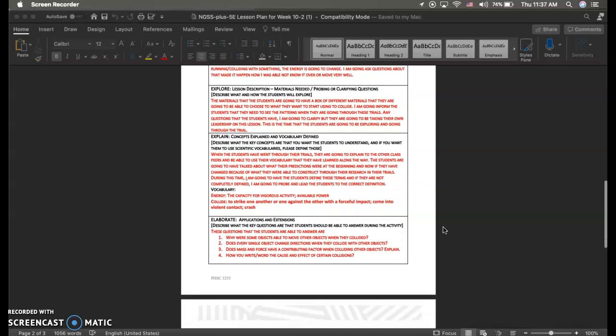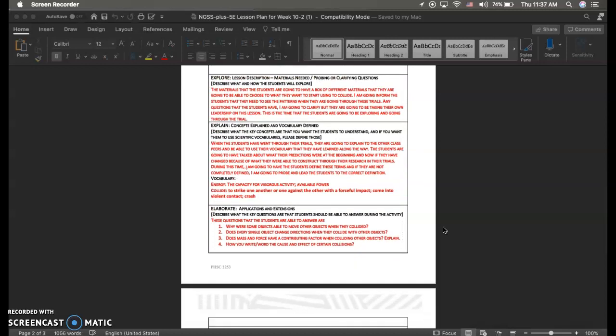Next is the explore stage. The students are going to have a box of different materials that they are going to choose what they want to collide with. They can either use different ones from their table partners, but there will be plenty of different objects that they can use to collide. The students are going to be informed of patterns. I'm not going to explain which ones, but the students are going to be aware that there's going to be patterns inside this. And as we're going along, we move to the explain stage.